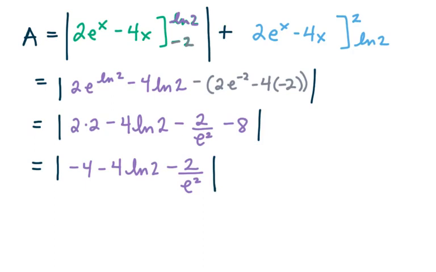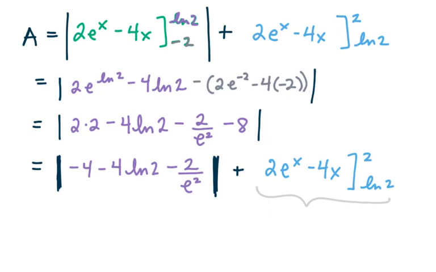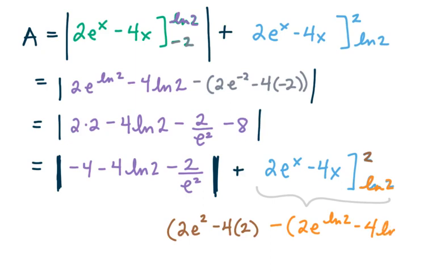All right, so I still have the other part of my integral, which I need to calculate. And remember, we're going to take the absolute value of all of this. So I've got 2e to the x minus 4x evaluated from 2 to the natural log of 2. So just looking at this piece, I'll bring the other part down in a minute. I'll plug 2 in first. So that gives me 2e squared minus 4 times 2. And then we'll do natural log of 2, so minus 2e to the natural log of 2 minus 4 natural log of 2.